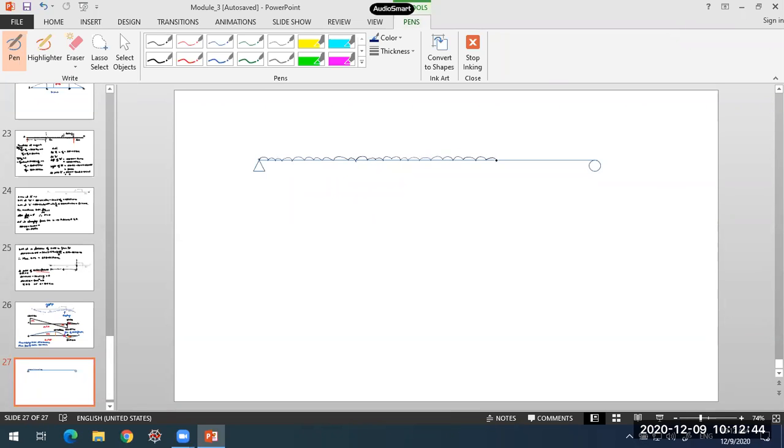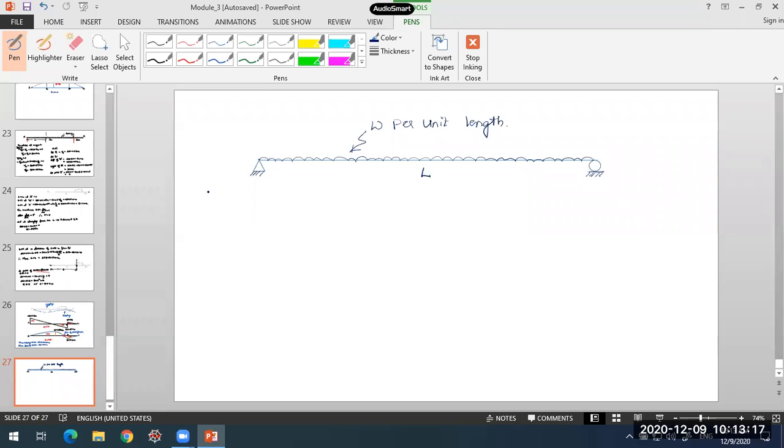You may come across some standard cases of loading. Let's say the span of the beam is L, and this UDL is of intensity W per unit length. So what will be the maximum bending moment in this case?